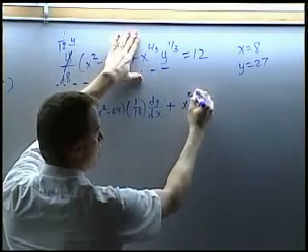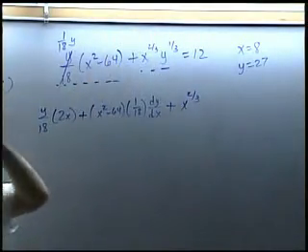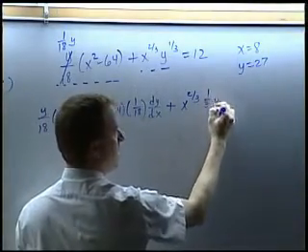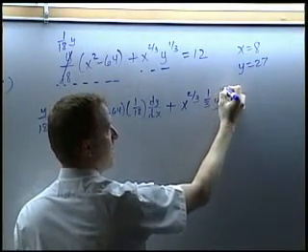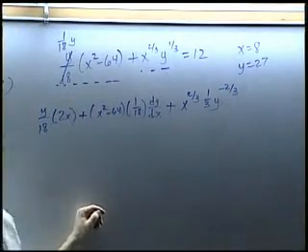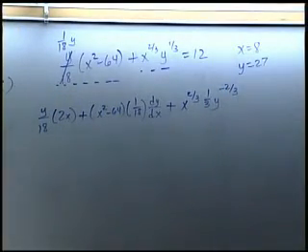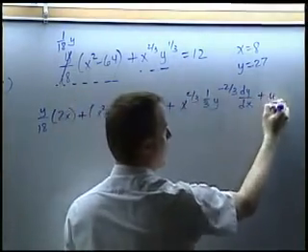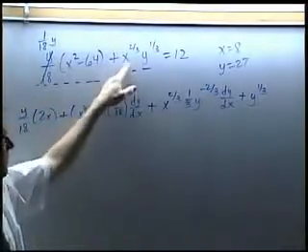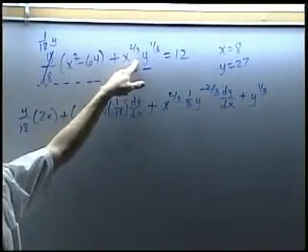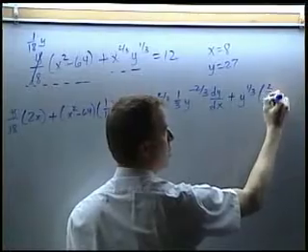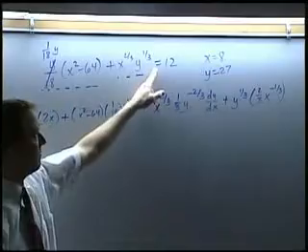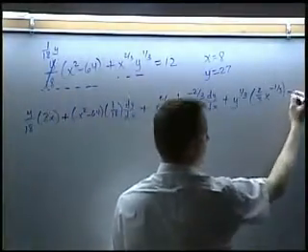Okay, I've got the first term. What's the derivative of the y to the 1/3? 1/3 y to the negative 2/3 times dy dx, right? Plus the second part of the product rule times what's the derivative of x to the 2/3? 2/3 x to the negative 1/3. Okay, and then the derivative of 12 on the other side is 0.